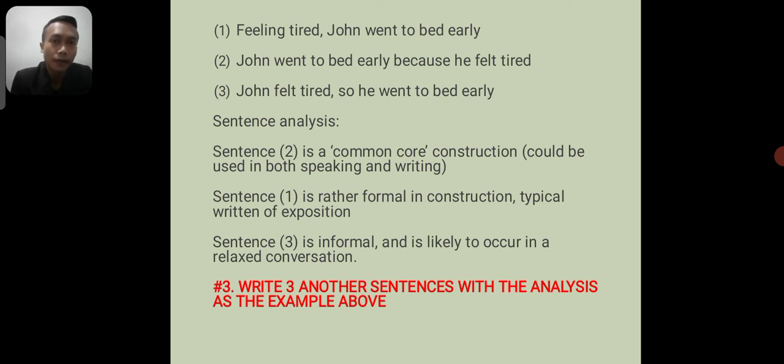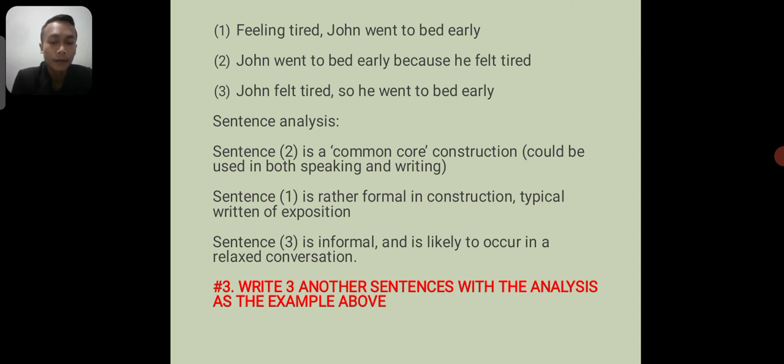Now we have another slide. The first, feeling tired, John went to bed early. The second, John went to bed early because he felt tired. And then the third, John felt tired, so he went to bed early. Sentence analysis. Sentence 2 is a common core construction that could be used in both speaking and writing. Sentence 1 is rather formal in construction, typical of exposition. And then sentence 3 is informal and is likely to occur in a relaxed conversation.